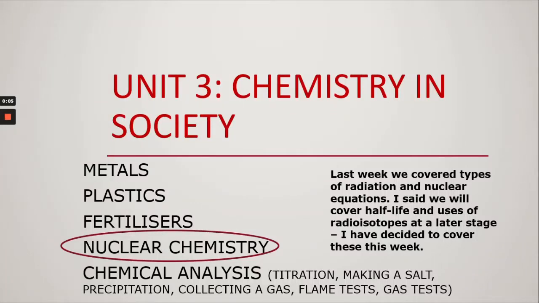So if you've seen the plan for this week, you'll notice that I've made a slight change of plan. I had said that we would look at metals, but I actually decided it would be better to finish off the nuclear chemistry topic. Last week we covered types of radiation and nuclear equations, and I said we were going to cover half-life and uses of radioisotopes at a later stage. Rather than postponing that, I decided it would be better just to get that topic concluded. So we're going to cover that this week.